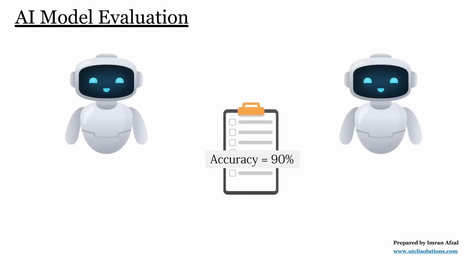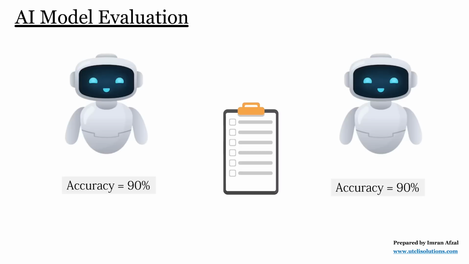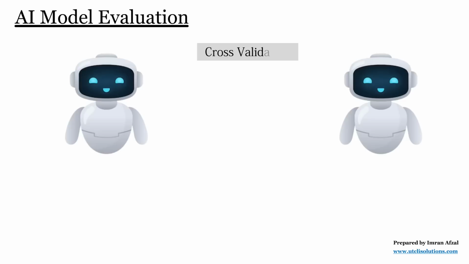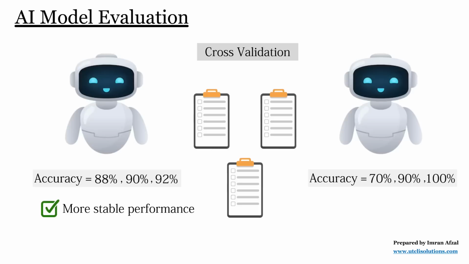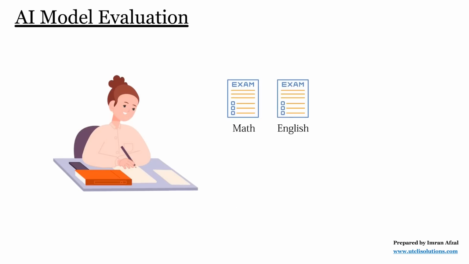If two models have the same accuracy on one test set, we can use cross validation to see which one performs better across all sets. The model with more stable performance is usually better. In real world projects, we often use cross validation to tune models and make sure they are reliable. It is a simple concept, but very powerful. It is like testing a student with different exam papers to make sure they really understand the subject.